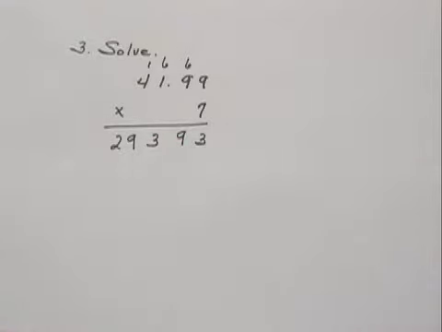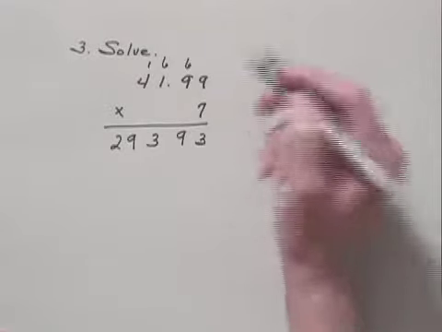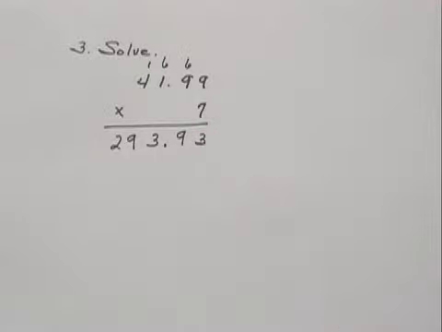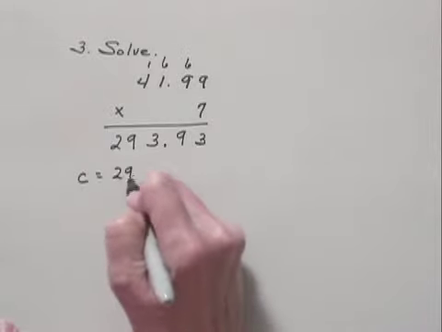And now we need to place a decimal point. We have 2 decimal places here and no decimal places here, so the answer will have 2 decimal places. So we get 293.93. And this then tells us that C is equal to this number.